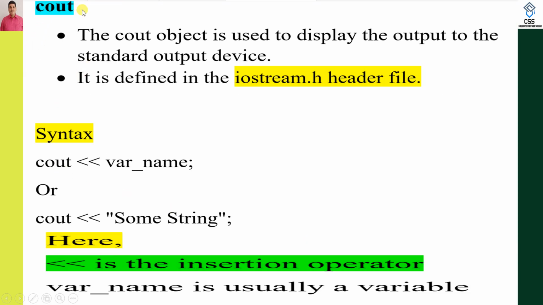What is the work of cout? Already you use cout as the object or the statement to display the output on the screen, defined in the header file iostream.h. What is its syntax? Cout, variable name or message, or you can give cout with a message. A message with a variable can be taken. Double less than is known as your insertion operator, which is used with cout. Double greater than is the extraction operator, which is used in cin. Double greater than is the extraction operator. Double less than is the insertion operator.